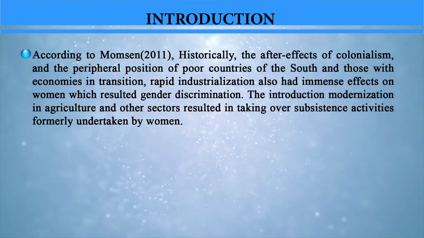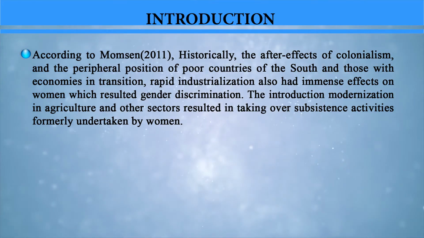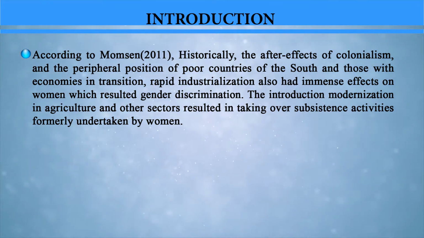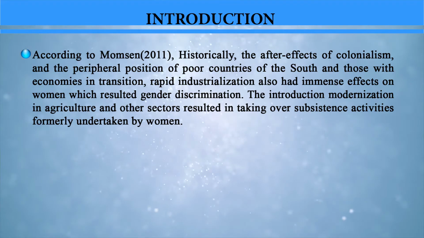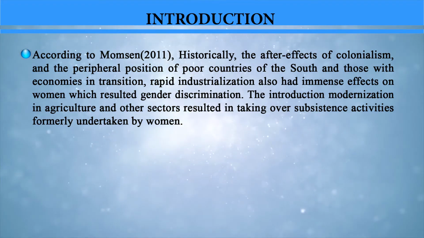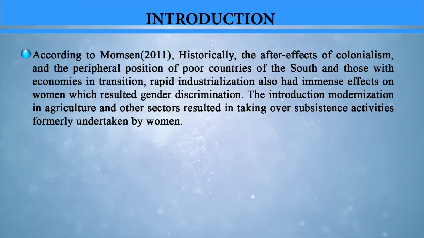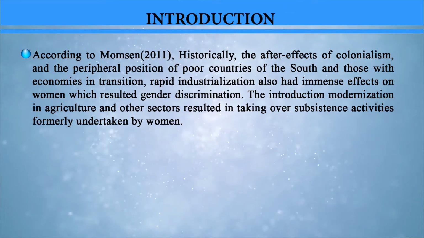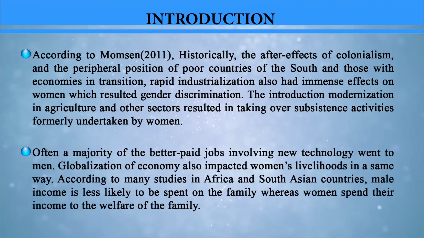The introduction of modernization in agriculture started in the late 19th century and early 20th century in the Asian and African regions. During the second industrial revolution, most of the sectors got modernized and industrialization expanded rapidly in Europe and other parts of the world. The modernization in agriculture and other sectors resulted in taking over subsistence activities formerly undertaken by women. So, often when you talk about modernization, we need to look at that.